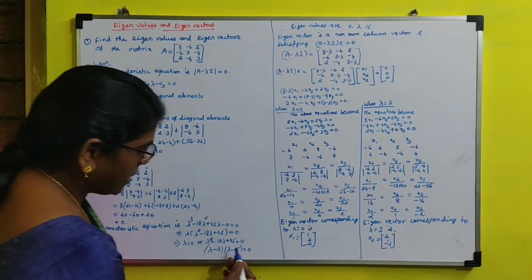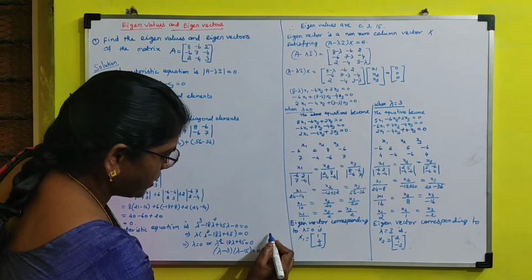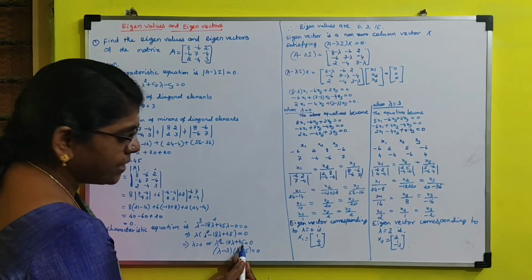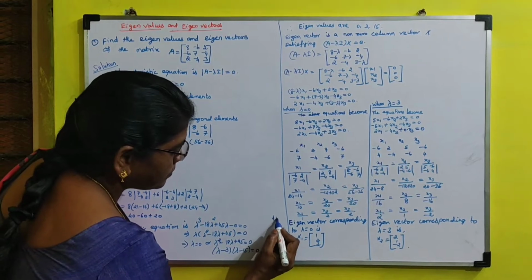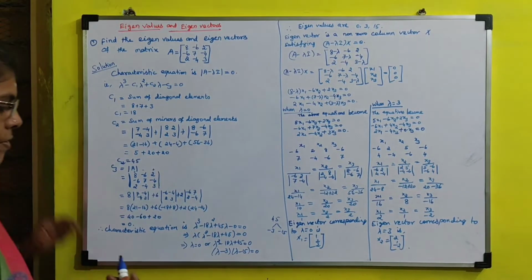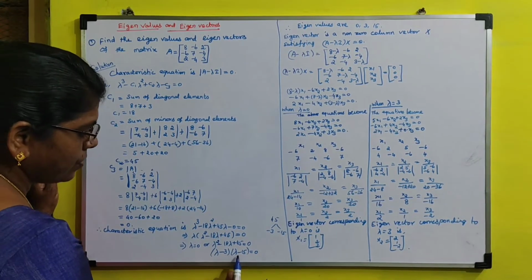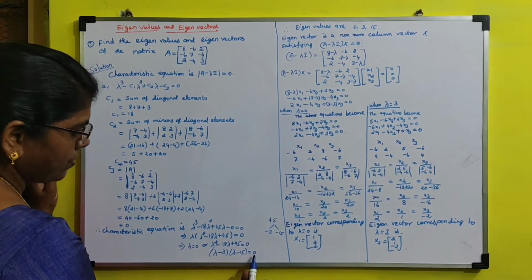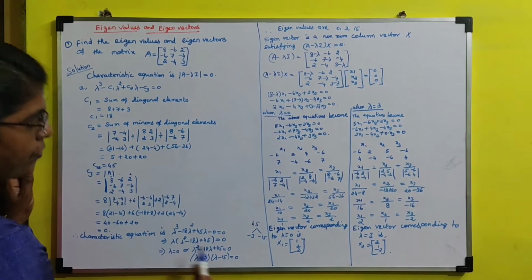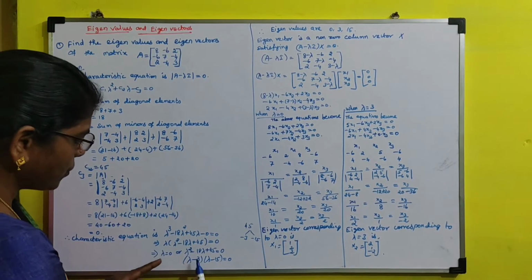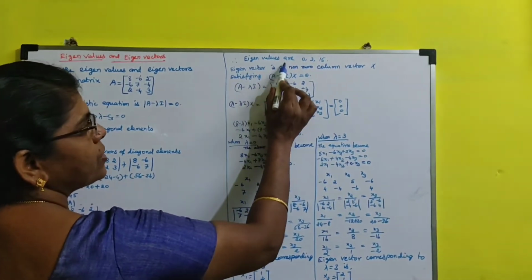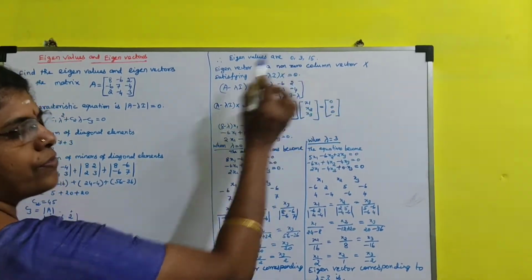That is, you have to take two numbers. If you add, you must get minus 18. If you multiply those numbers, you must get 45. That is minus 3 and minus 15. So the factorization is (lambda minus 3) into (lambda minus 15) equal to 0. Therefore, the roots are 0, 3 and 15. The roots of this characteristic equation are eigenvalues. Therefore, eigenvalues are 0, 3, 15.